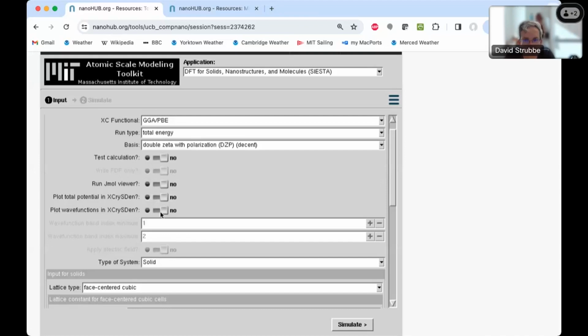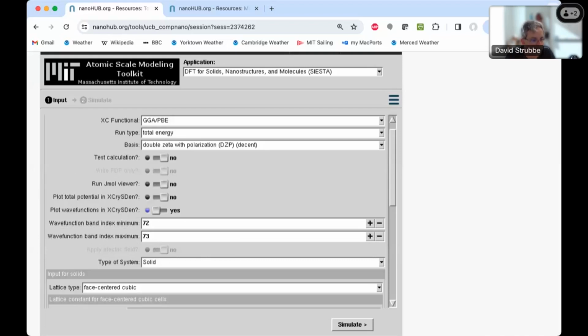What we're going to do is tell it that we want to look at the potential. Actually, let's forget the potential. We'll just look at the wave functions here. And we tell it which wave functions we want to look at. So I'll go to wave functions 72 and 73. That's going to be the valence band maximum and conduction band minimum. You can count up the number of electrons you've got in order to figure out what these numbers are, or you can just run the calculation once and determine what it is and come back again.